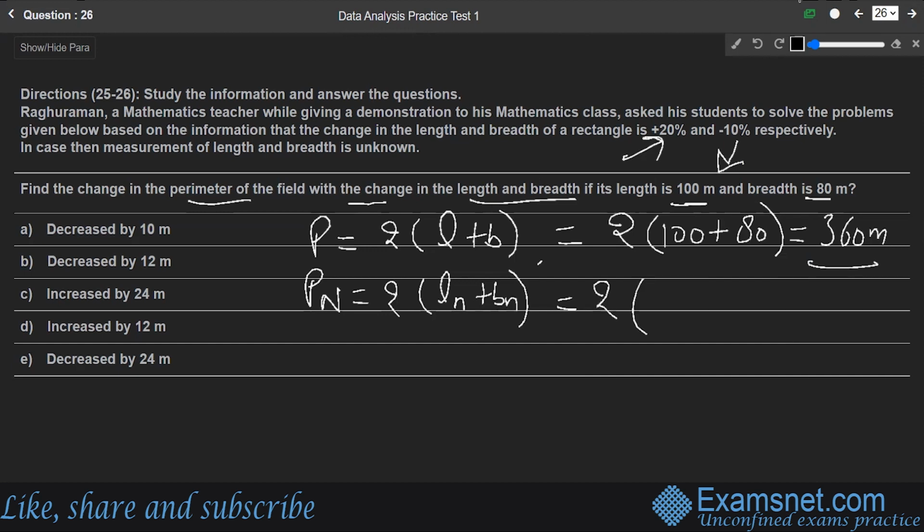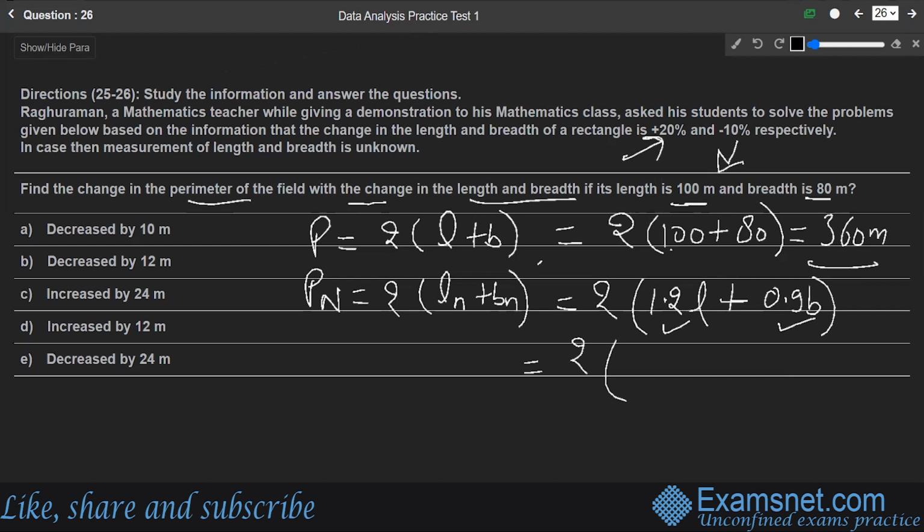So this had to be 2 of new length plus new breadth, that is 1.2 L, 20% more, and new breadth was 10% less, that is 0.9 of B. This was the original length, 20% increased length, and this was the 10% reduced breadth. So if we solve this further, this comes out to be twice of 1.2 L plus 0.9 B.